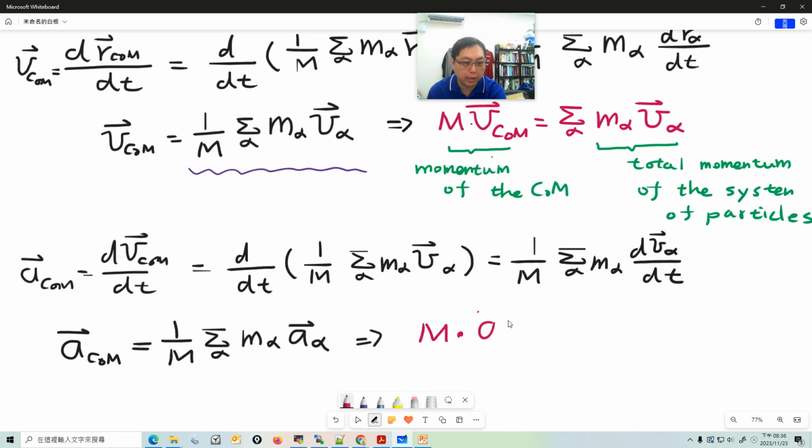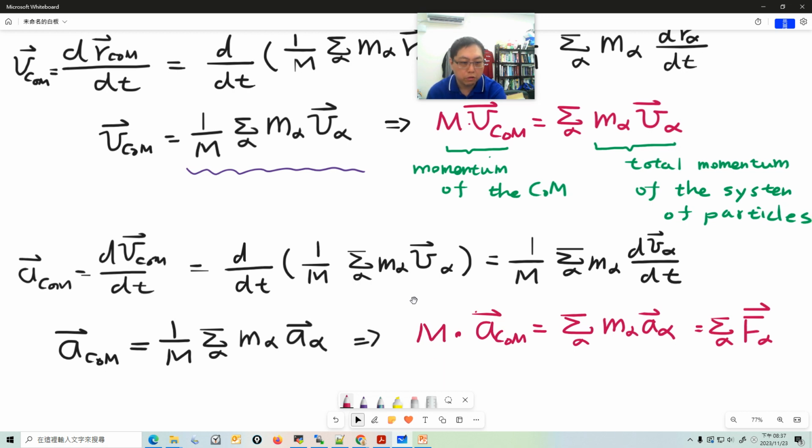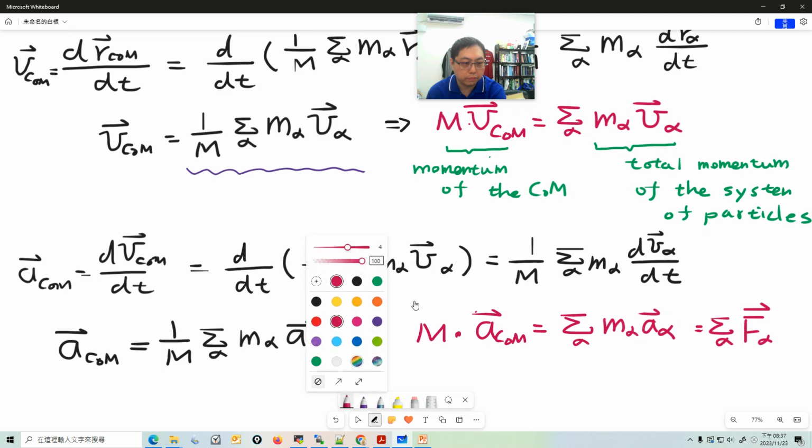Total mass M times the acceleration of the center of mass is equal to the summation over alpha of m_alpha a_alpha. And we will apply Newton's second law of motion, F equals ma. So this is the summation over alpha of F_alpha. Okay, so what does this equation tell you? Yes, this will be a very important conclusion.